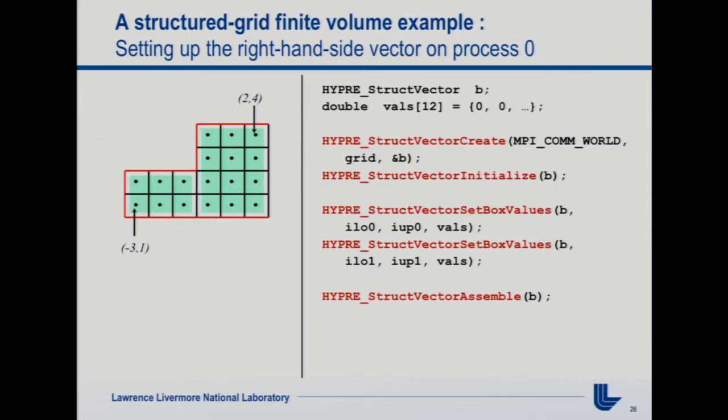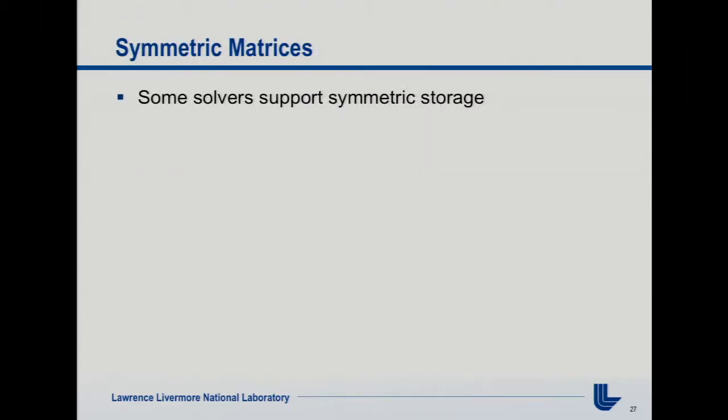Vectors are similar. Create, initialize, set box values again, but now you're just setting scalar quantities for the vector and assemble. Okay? So that is how you would set up a linear system for a Laplacian on that grid on 2 processors. And of course, this extends to any number of processors.